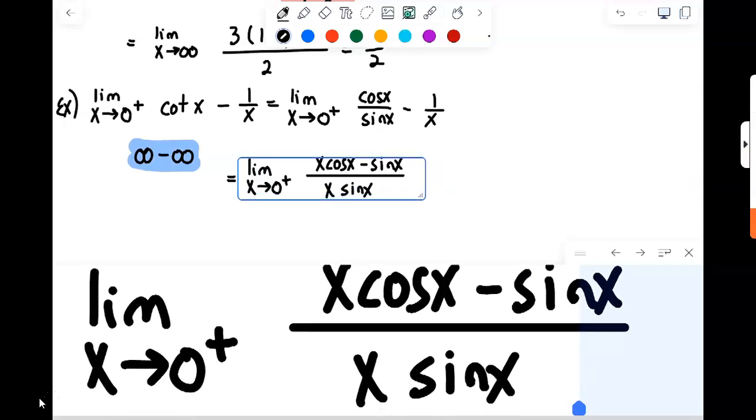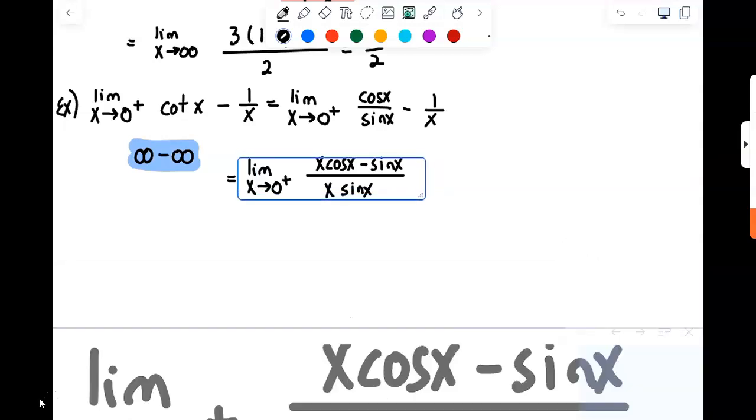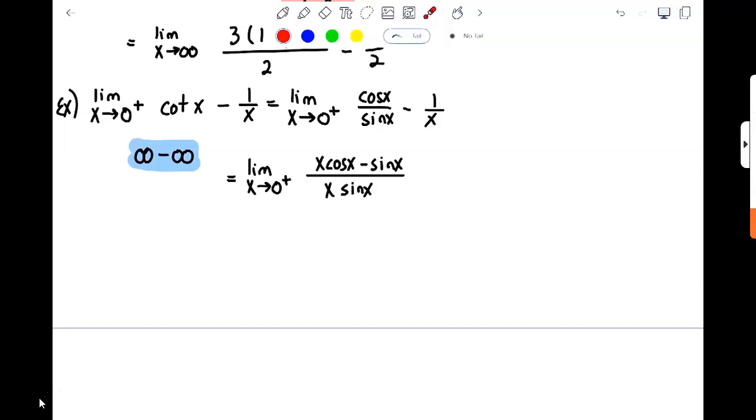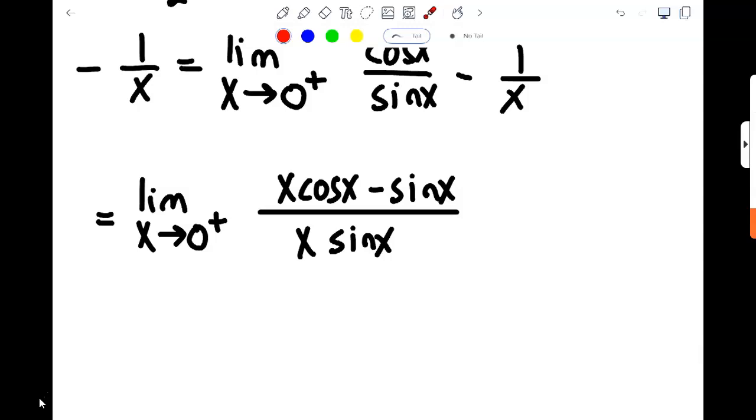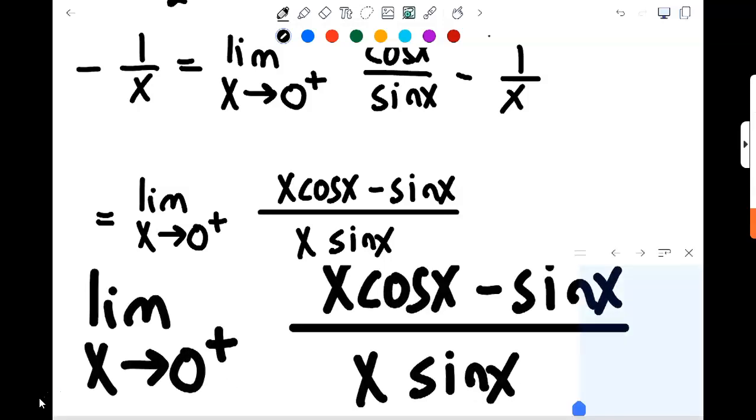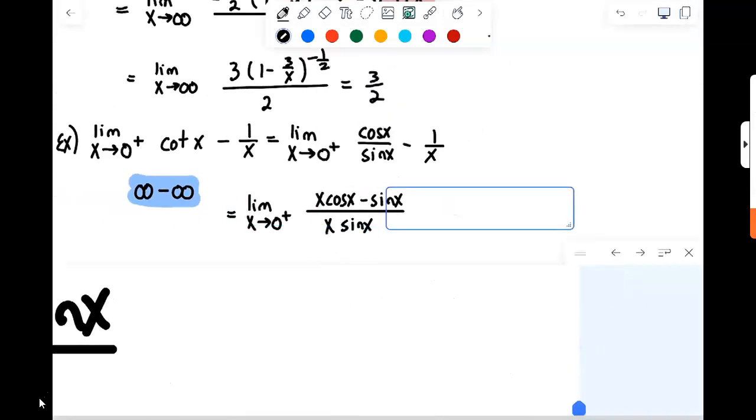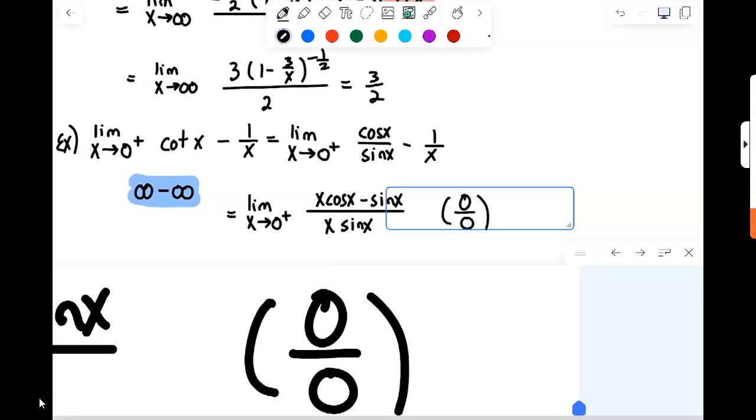Okay. So then we check the new thing that we have here. It's no longer an infinity minus infinity issue. Because now if you look at it, as x goes to 0, this will be 0 times 1, which would be 0. Minus 0, so the top is 0. In the bottom you have 0 times 0, which would also be 0. So we've transformed this into a 0 over 0 limit. Okay, and now we can invoke L'Hopital's rule once again.